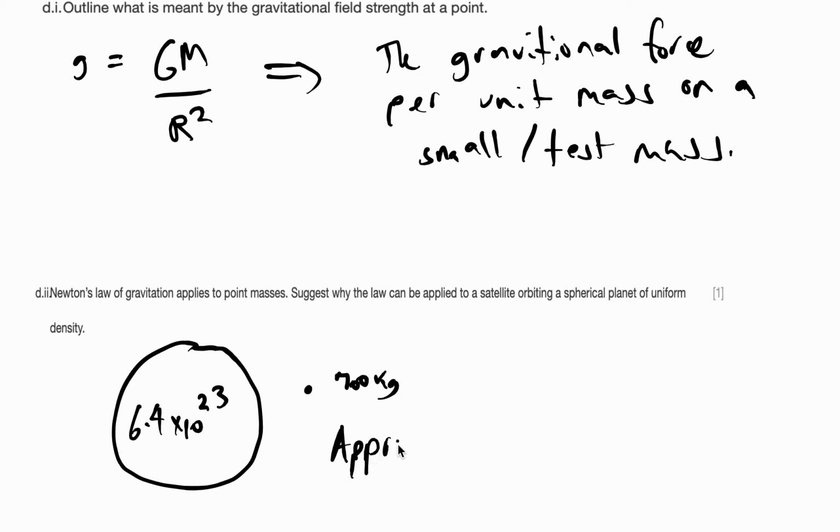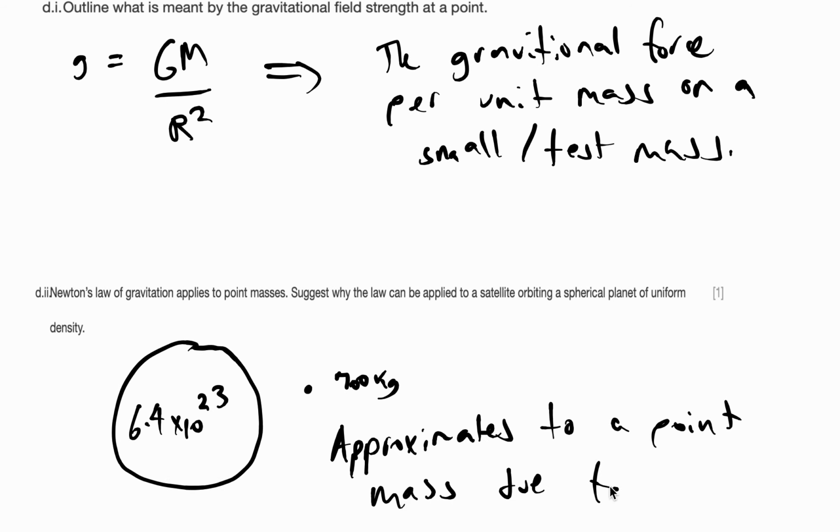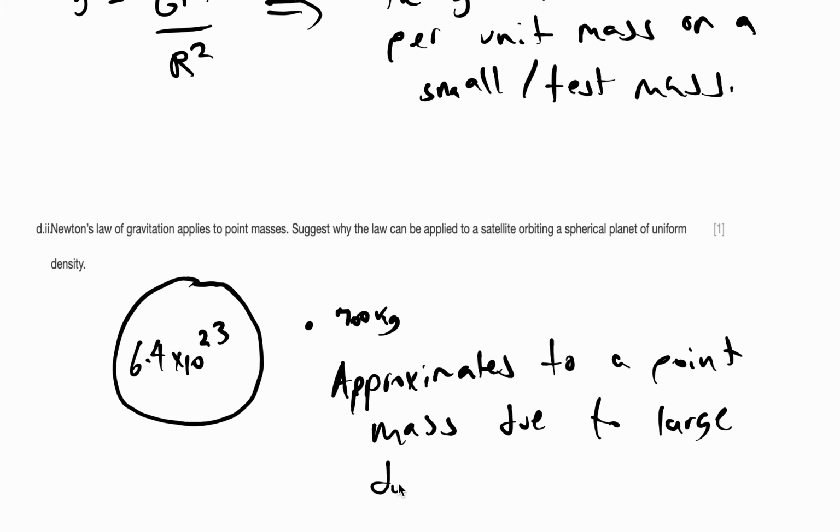I'll just write the answer. Approximates to a point mass due to large difference. That's essentially it, right? The planet is so big, the satellite is so small. The satellite is nothing but a point mass for the planet, and that's it.